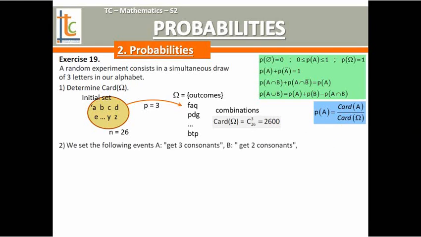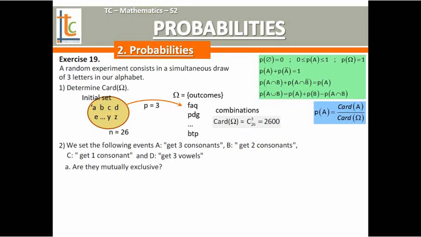Now, we have to continue this kind of exercise with the same kind of questions as earlier, but the answers will be a little bit more complicated. We set the following events. A, get 3 consonants. B, get 2 consonants. C, 1 consonant. And D, 3 vowels. So first question, are they mutually exclusive? That means, is it possible that a group of 3 letters, like P, D, G, can belong to A and to B at the same time? Or is it impossible?